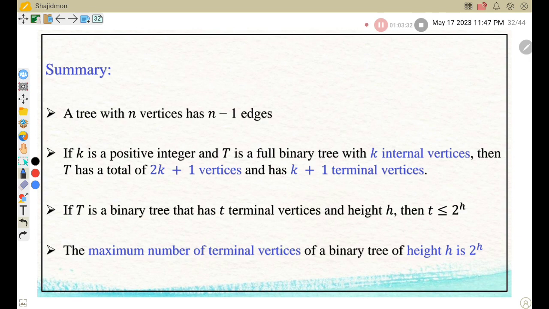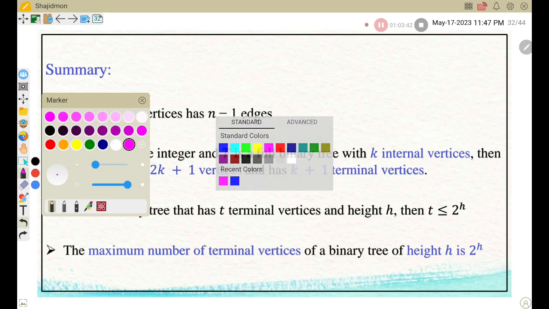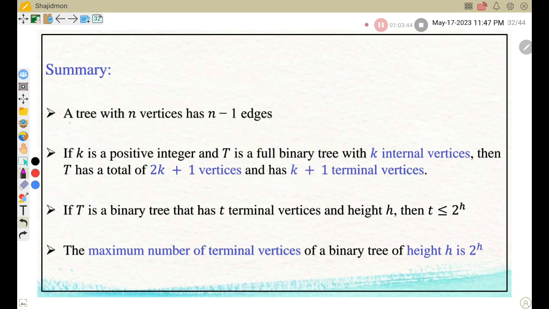Now we are going to do the exercise questions. Before going to the exercise questions, you can see the summary of whatever we discussed briefly. What are the main ideas? A tree with n vertices, how many edges will be there? N minus 1 edges. A tree with n vertices should have n minus 1 edges.